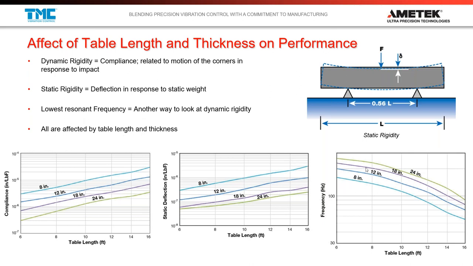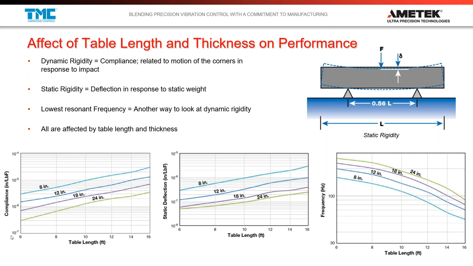So let's just look at these charts real quick about how table length and table thickness affect compliance. Here's your compliance, and what we're trying to illustrate is the thickness of a table versus the length of a table. And here's what you would expect. As the table gets thicker, from 8 inches to 12 inches to 18 inches to 24 inches, you've got a stiffer table. Your compliance is getting lower and lower as the table gets thicker. But also as your table gets longer and longer, your compliance tends to increase.